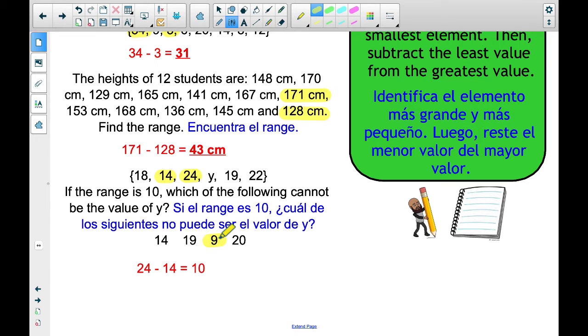9 is where we run into problems. Because if y is 9, my range would be 24 minus 9, which is not a range of 10. It's greater than that. 20 does not affect it because 14 would still be the least and 24 would still be the greatest. So the value that cannot be y here is 9. Any of these other values would work and still have a range of 10.